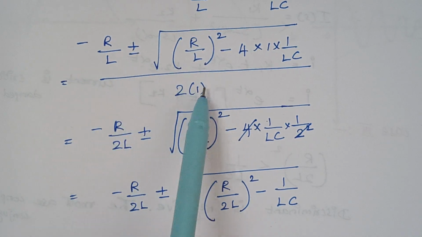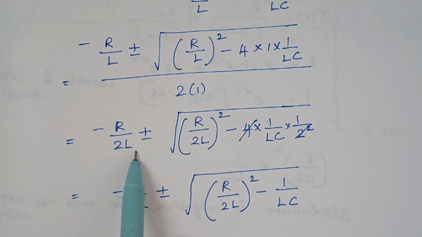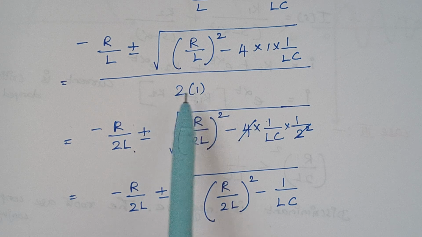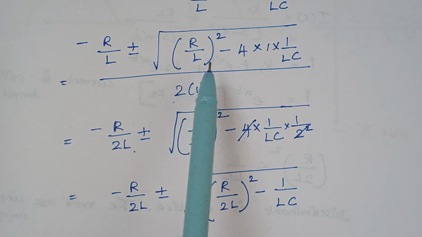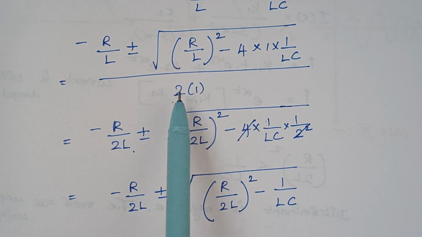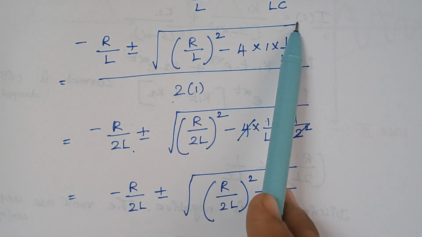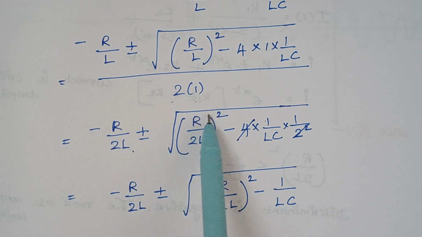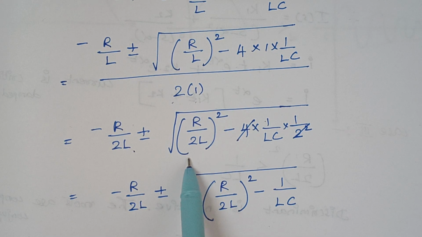Minus r by l divided by 2 becomes minus r by 2l, right? The next thing to be keenly noted is that now I am going to move this 2 to the square root part. I am going to fix this 2 inside this square root. Therefore, just when you solve and see, everything will be tallied.